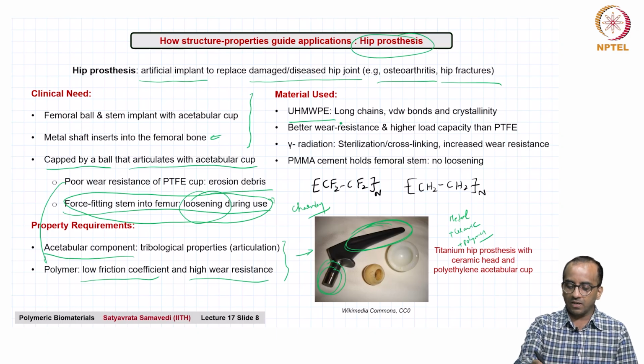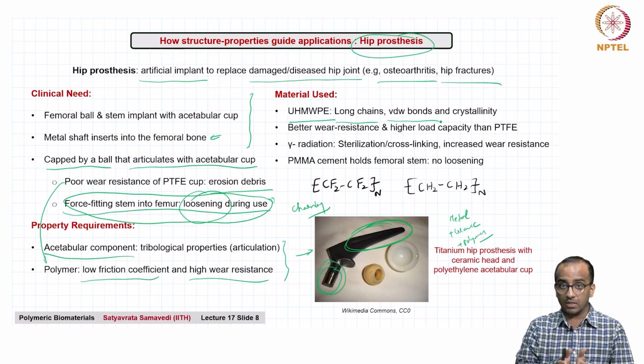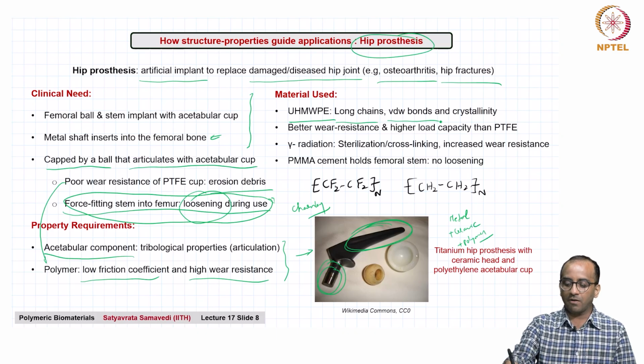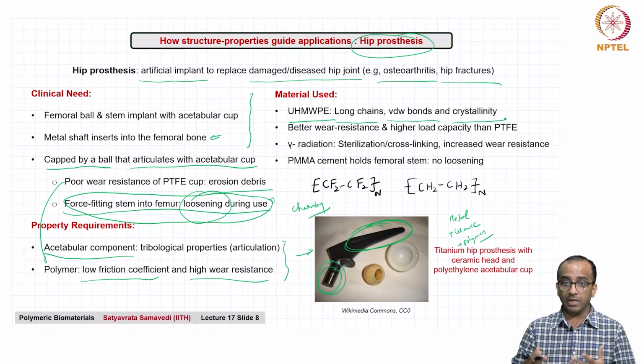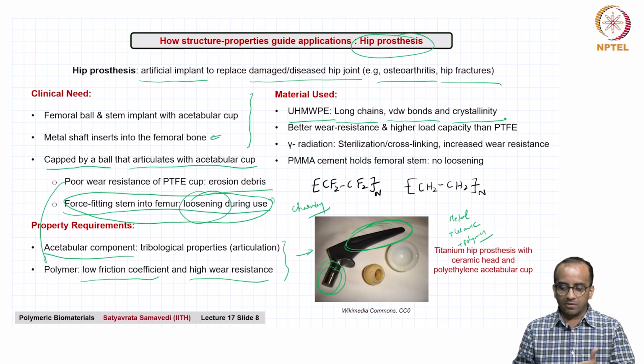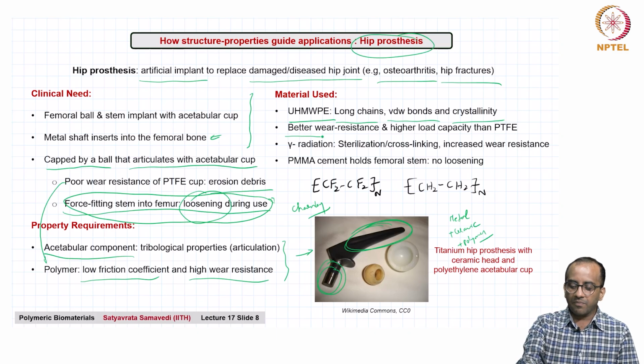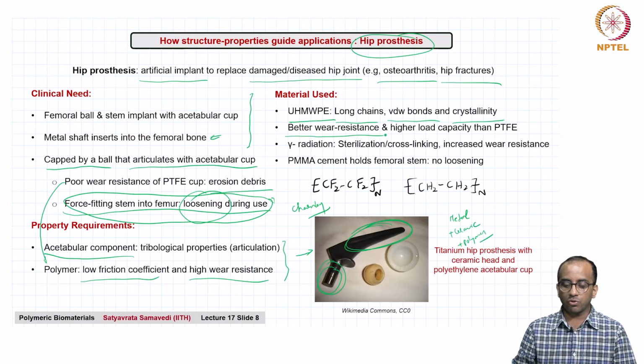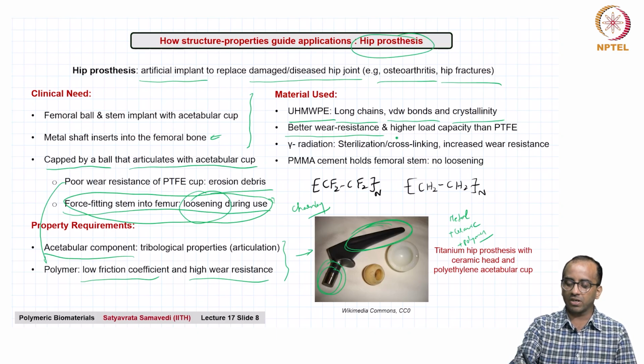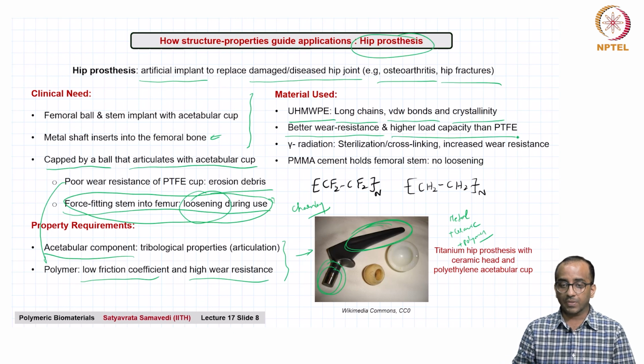And we have seen in earlier lectures how the long chains, the van der Waals bonds between the long chains, the crystallinity and the entanglements within the ultra high molecular weight polyethylene lead to exceptionally good mechanical properties, which you can't get with many other polymers. We're talking about a molecular weight of about 3 times 10 to the 6 here. And this obviously was shown to have better wear resistance and higher load capacity than PTFE.